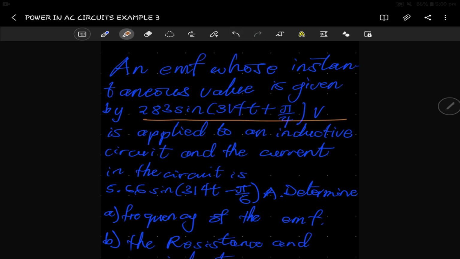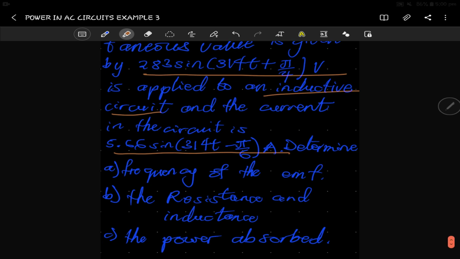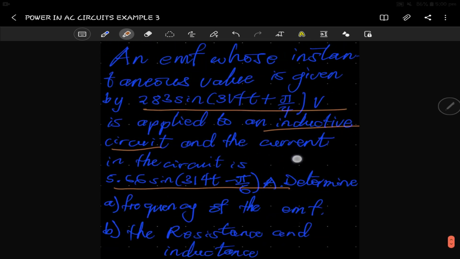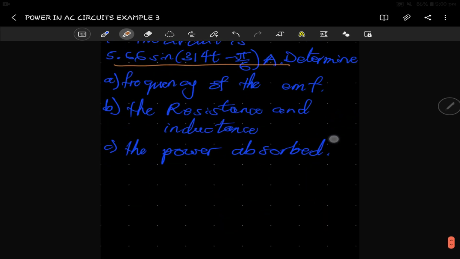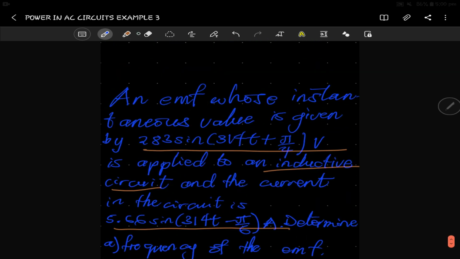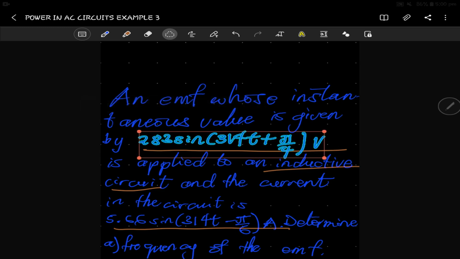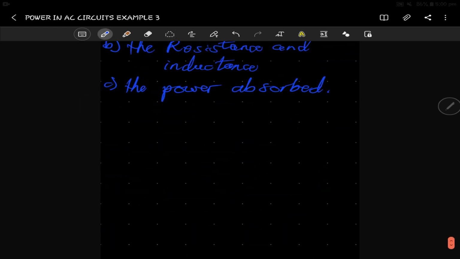There's a voltage applied to an inductive circuit, and the current is this. I want us to determine the frequency of the EMF. If we've been following what we've been doing, this is straightforward. But let's see. Okay, so now we're talking about the first part.